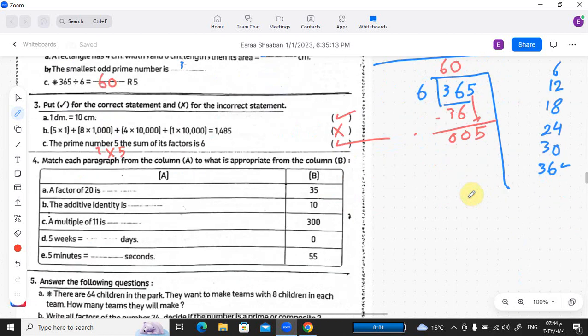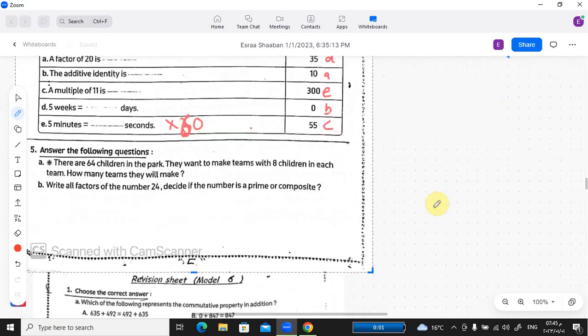Number 4. Match. A factor of 20. We have it a lot. 10. The additive identity, 0. The multiple of 11, 55. 5 weeks equals how many days? From week to day, times 7. 5 times 7 equals 35. 5 minutes equal how many seconds? From minutes to seconds, equals 300. Okay. Number 5. Answer the following questions.